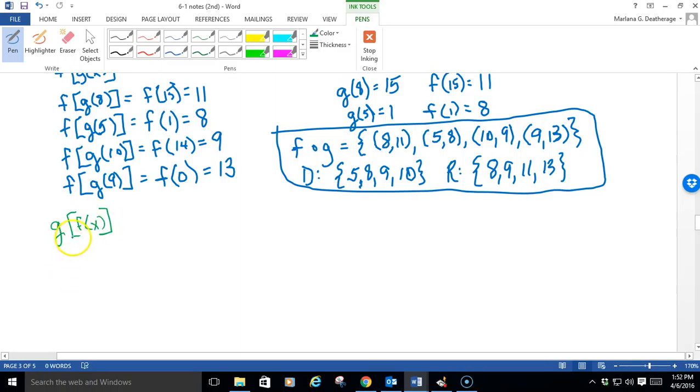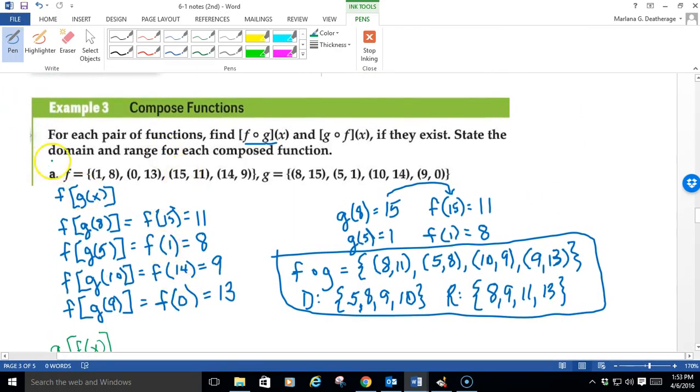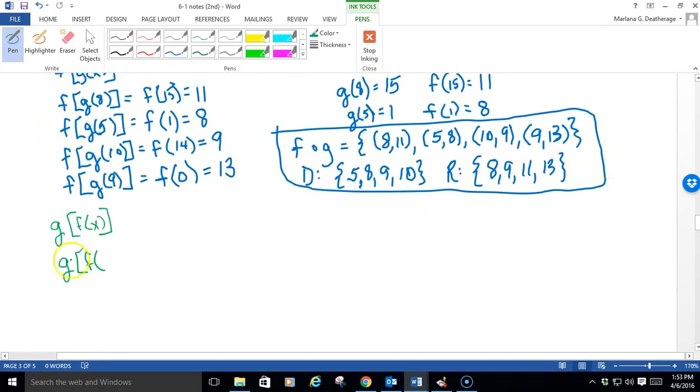So this time we're going to be starting with the inside. We're going to be starting with the f. So g of f of, what's our first x value in our f function? 1, right here. Okay, what's f of 1? 8. So then we want g of 8. What's g of 8? 15.